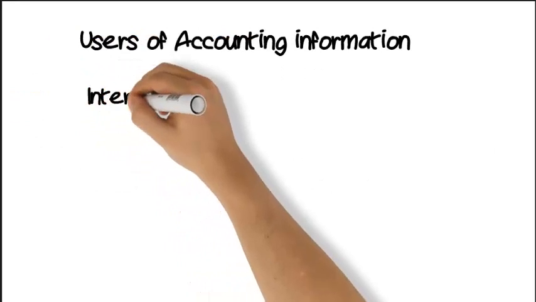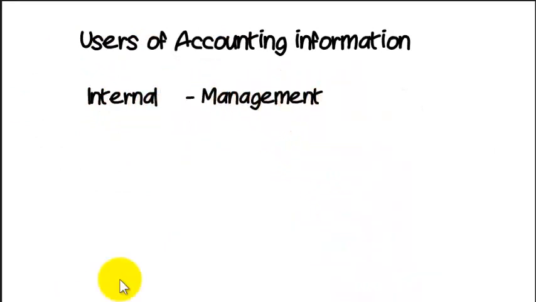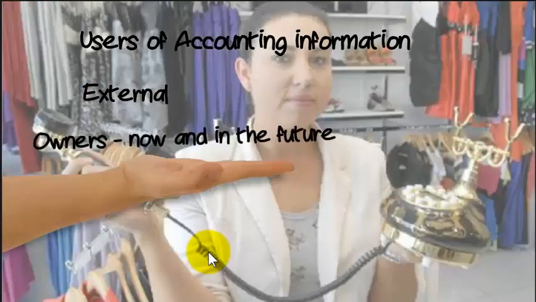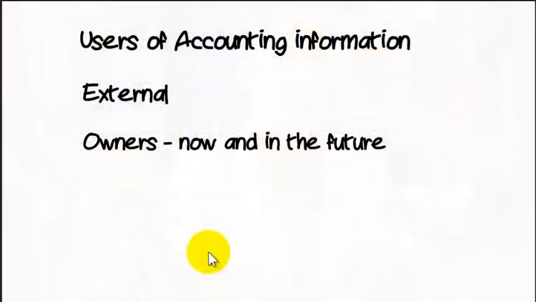Here it is. Users of accounting information. The first one is management, obviously internal. The managers need to know what's going on, the control of the costs, setting of revenue targets and so forth. Then we have external people to the business. Owners, the present owners, because sometimes the owners are not necessarily the managers, and also we're talking about future investors into the business or buyers of the business.